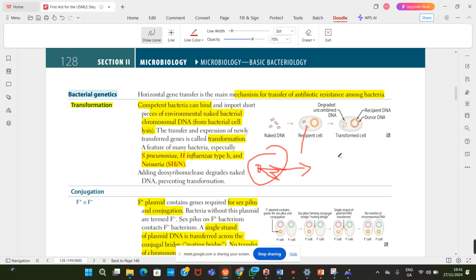Which organisms follow the principle of transformation? The Shin again. So we are talking about Shin. When we are talking about encapsulated organisms, we got to transformation again, we are talking about Shin. When we got to IgA protease, we talked about Shin. So Shin is very important. You have to know them.